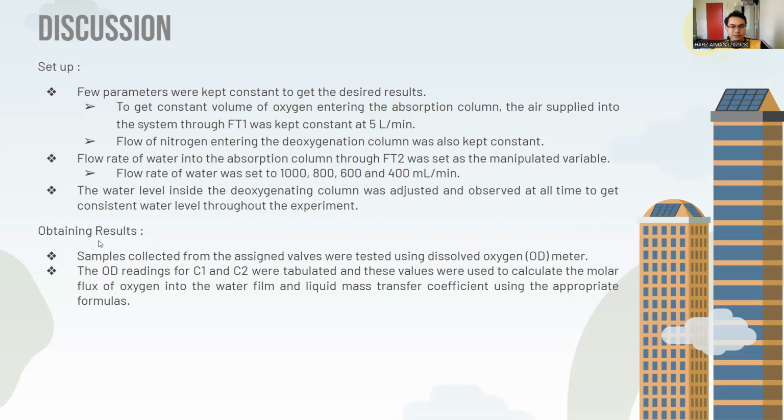Now, we will discuss how to obtain the result. Samples collected from the assigned valve were tested using a dissolved oxygen, DO meter. The DO readings for C1, which is the inlet, and C2, which is the outlet, were tabulated, and these values were used to calculate the molar flux of oxygen into the water film and liquid mass transfer coefficient using the appropriate formulas as I have shown before.